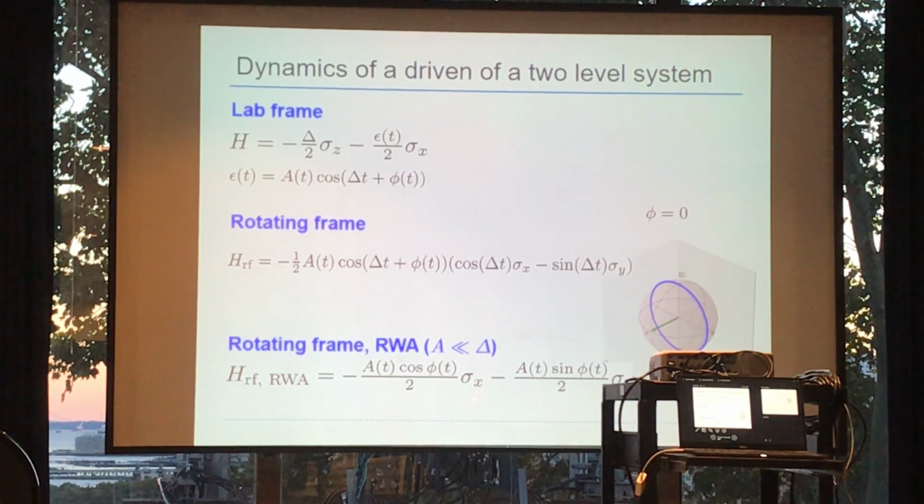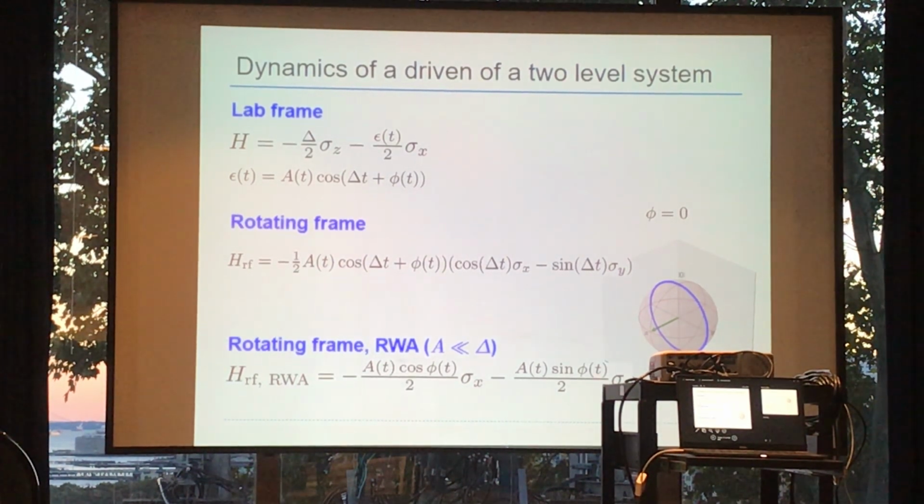It has two components, sigma x and sigma y, and these two components can be controlled by the amplitude and the phase of the signal you apply. For a flux qubit, this would be an applied magnetic field.